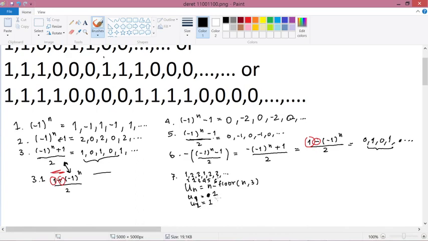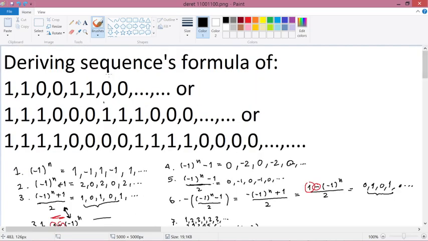And let's try this U2. Floor 2 comma 3 is 2 divided by 3, which is 0.66. The floor of 0.66 is 0, and the n is 2, so 2 minus 0 is 2, and so on. So this is the formula. Okay, I just want to show you that these are the formulas that impact our quest, which is finding the formula for the sequence 1 1 0 0 1 1 0 0. So there are seven formulas that you just need to know.